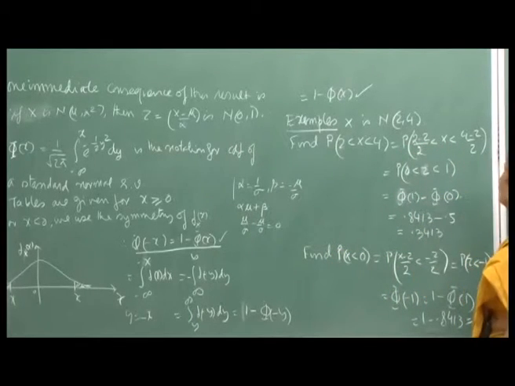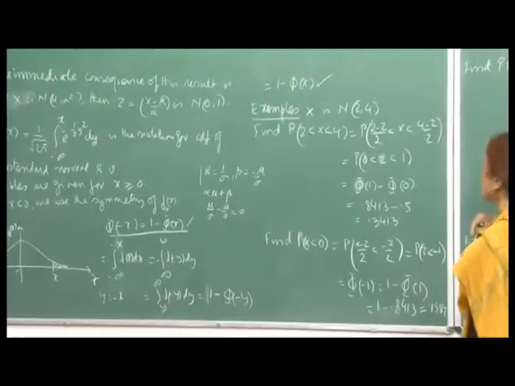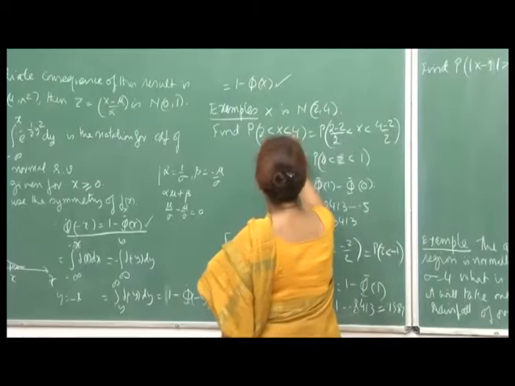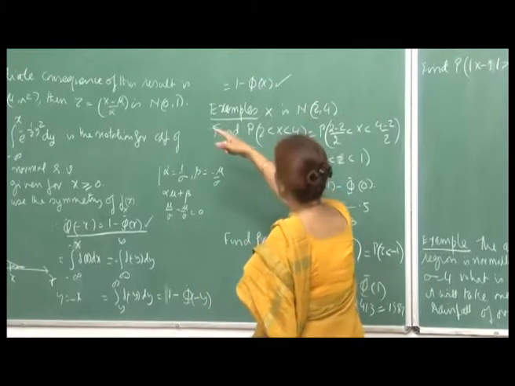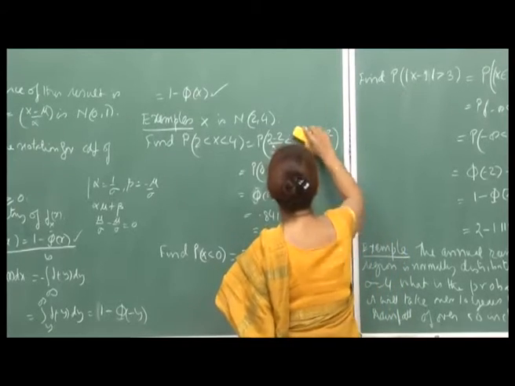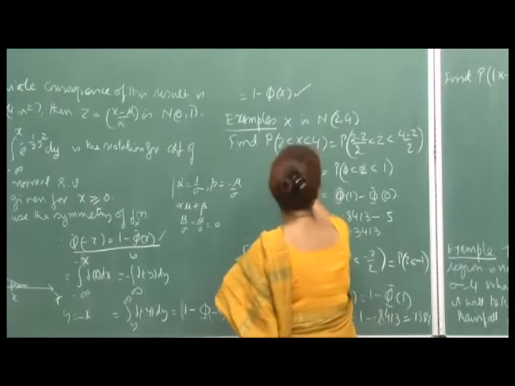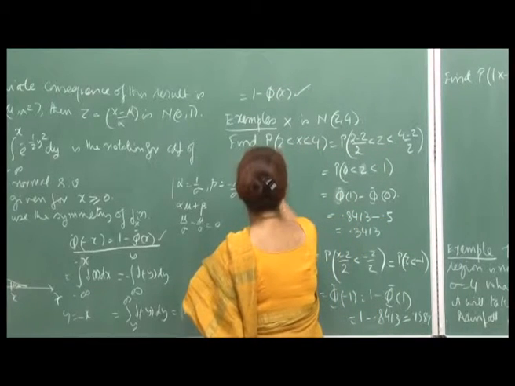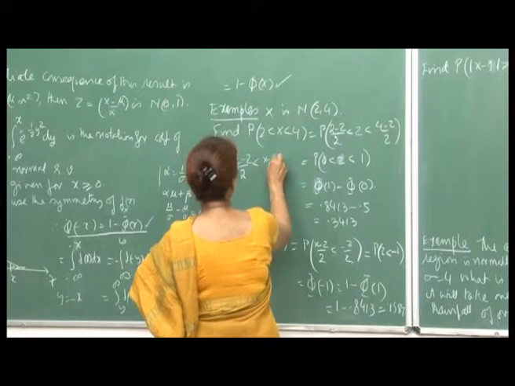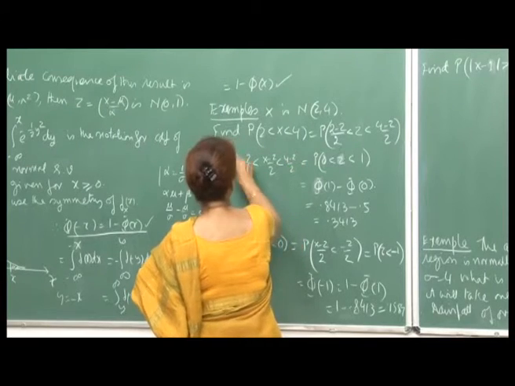Suppose x is normal 2, 4, that means the mean is 2 and the variance is 4. Then you want to find the probability that x is between 2 and 4. So, I will use the transformation. Here, sorry, this should be z. What I am doing is, I will write in detail: I am subtracting 2 and dividing by 2. So, less than (x minus 2) by 2 less than (4 minus 2) by 2.